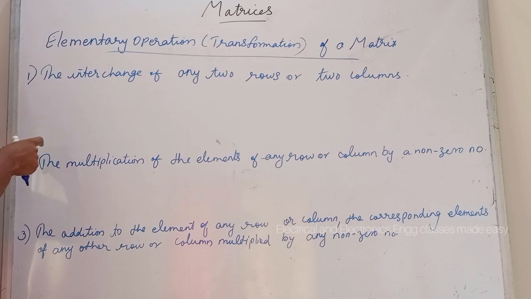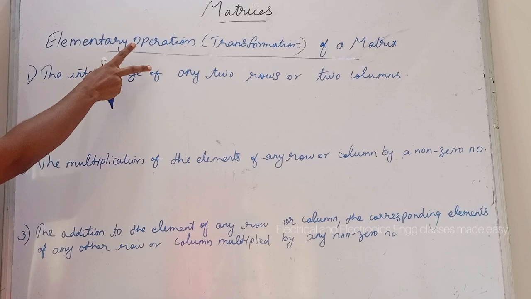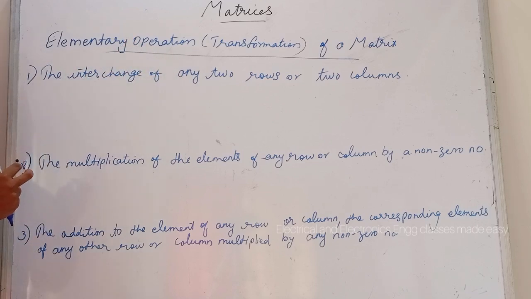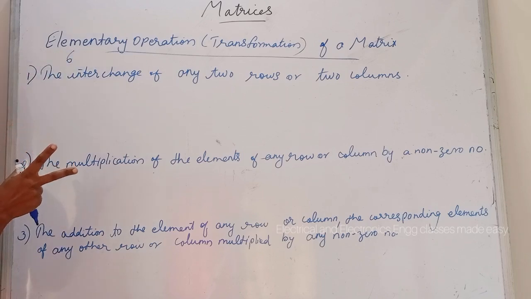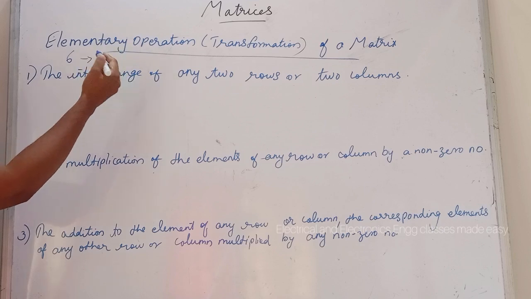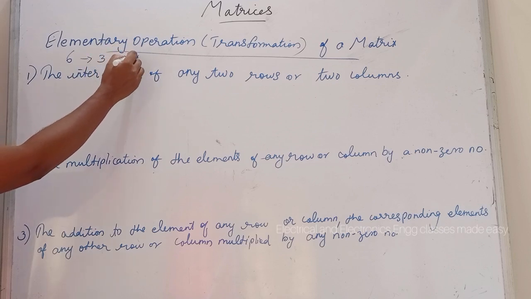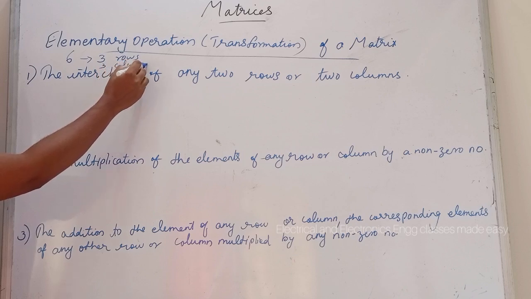Today's class is elementary operation of a matrix. So there are 6 operations on a matrix, also called transformation of matrix. There are total 6 operations on a matrix, out of which 3 are due to rows and the remaining 3 due to columns.